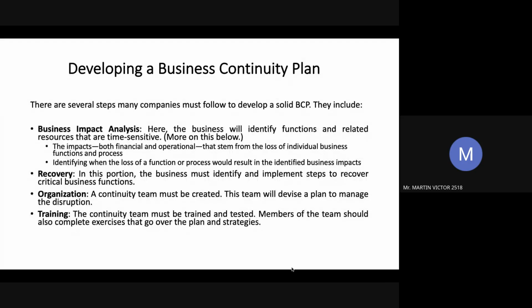Then a continuity team must be created. This team will devise a plan to manage the disruption. Then finally, the continuity team must be trained and tested. The members of the team should also complete exercises that go over the plan and the strategies.